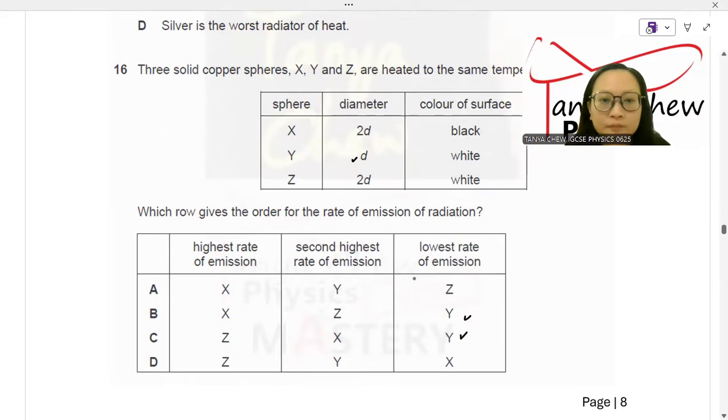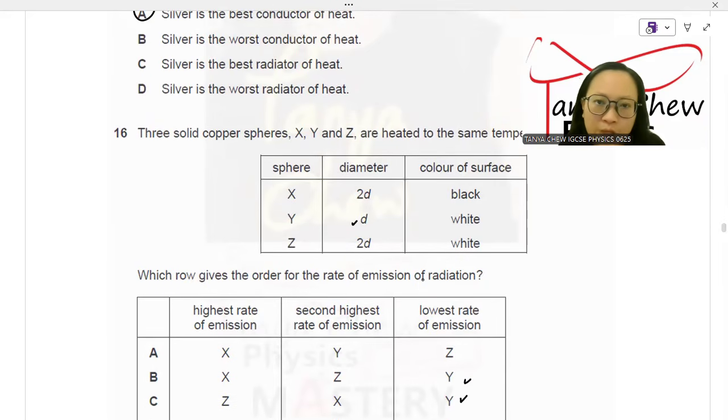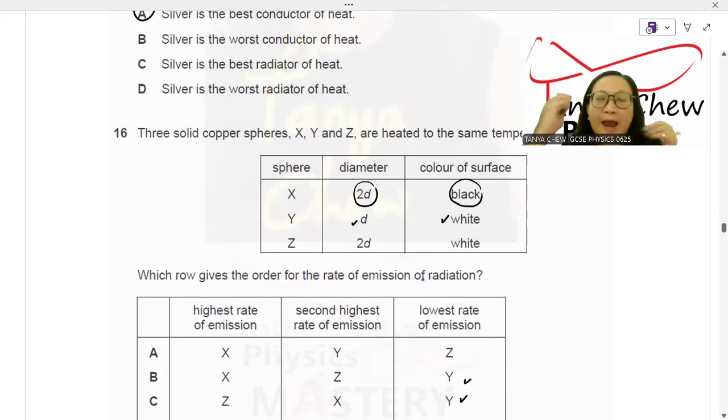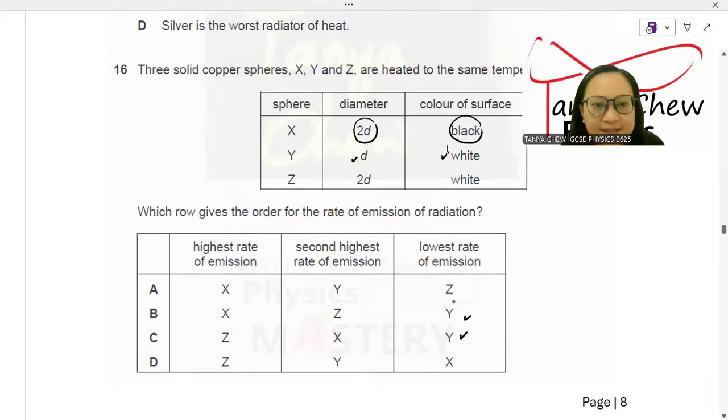And then second highest rate of emission. I'll look at the highest rate of emission first. Higher rate of emission, right? I would say that for the lowest rate of emission, it cannot be black color. It has to be white color instead of black. Highest rate of emission, diameter must be bigger and the color must be black. Why? Because black color is the best absorber of heat and the best emitter of heat. X is the best, okay, it gives the highest rate of emission, right? The second highest should be Z. So B is the answer.